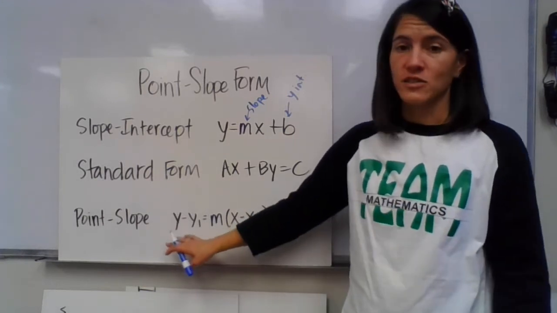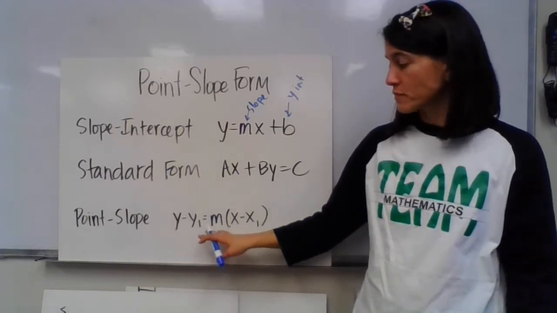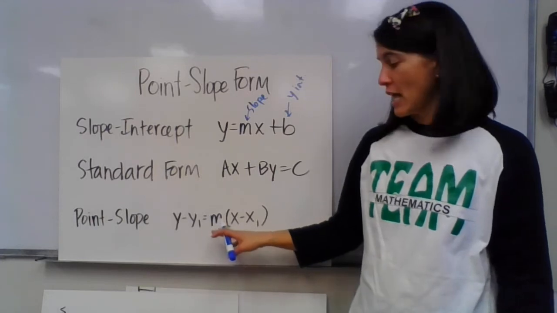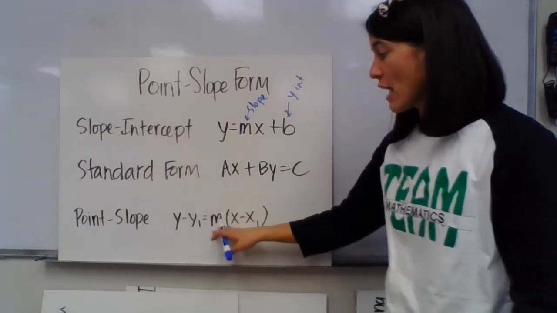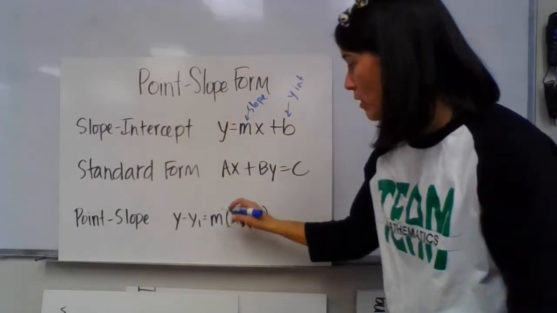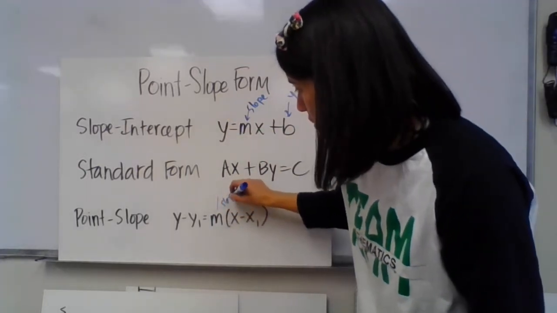Point slope formula looks like this. Y minus y1 equals m times parentheses x minus x1. So let me break it down for you. The m, again, is your slope.